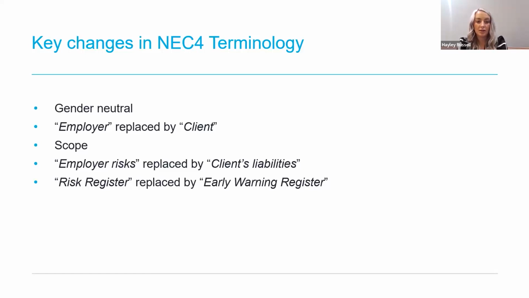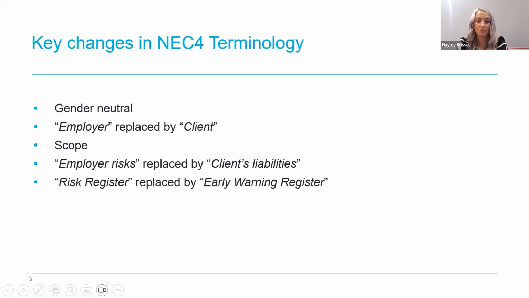Now, the most obvious change to NEC4 contracts are the changes to terminology. All of the NEC4 contracts have been firstly redrafted to be gender neutral, so there are no more references in this contract to him or his. Another change that has been introduced is that the references to the employer have been replaced by client, which historically was a more familiar term. The document that sets out works information has changed to become known as the scope. Now, this is for consistency throughout the contracts, rather than, for example, works information, service information, or goods information.